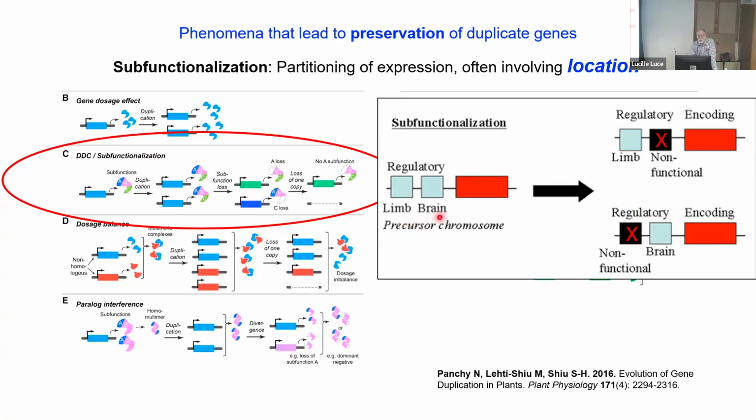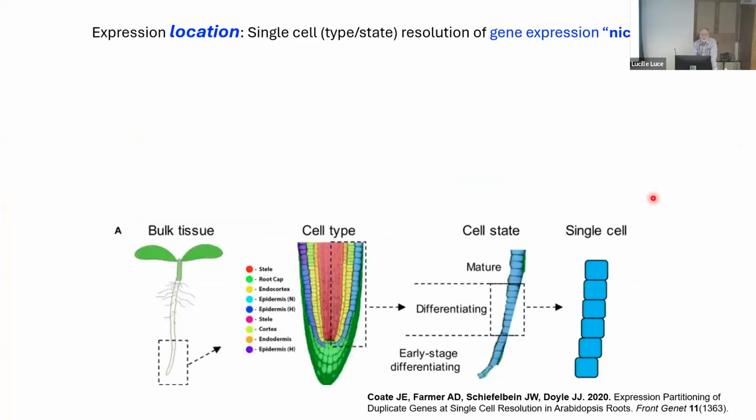And if you think of something like a single copy gene that was expressed in limb and brain, and then after duplication, one of the copies loses the ability to be expressed in the brain, the other loses its ability to be expressed in the limb, now you have an indispensable two copies. You need one of each of those copies, and they're maintained. Okay, so this is involving location of the expression as much as anything.